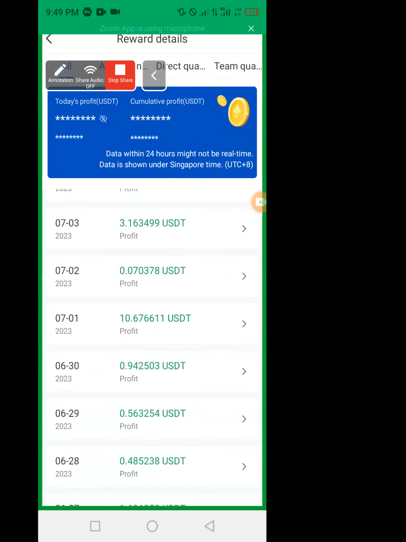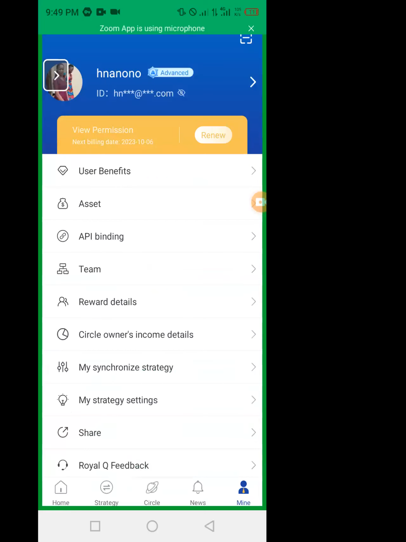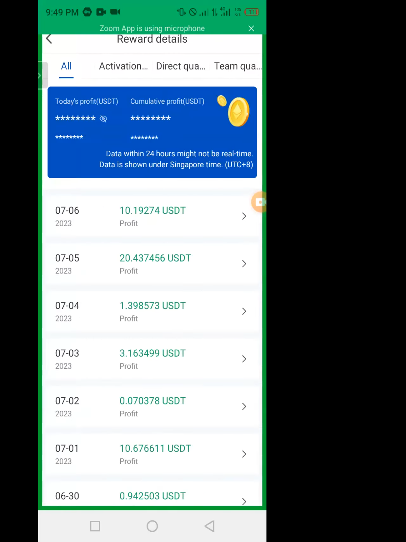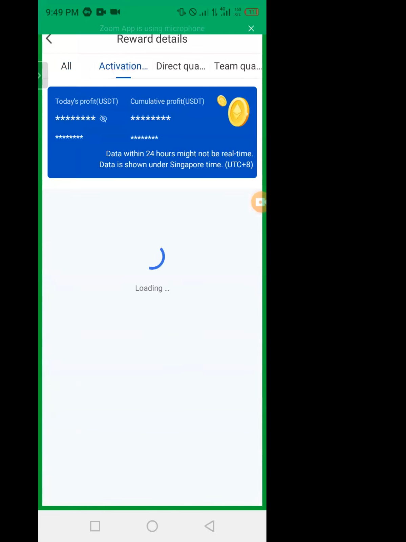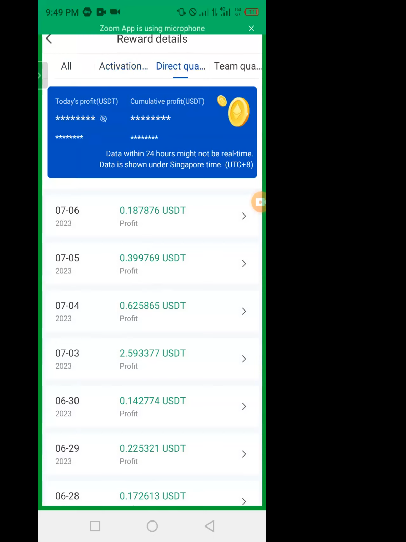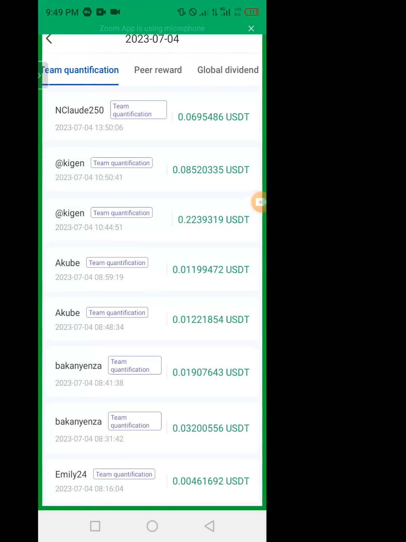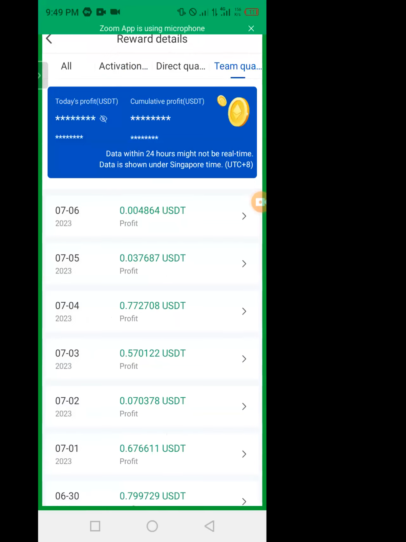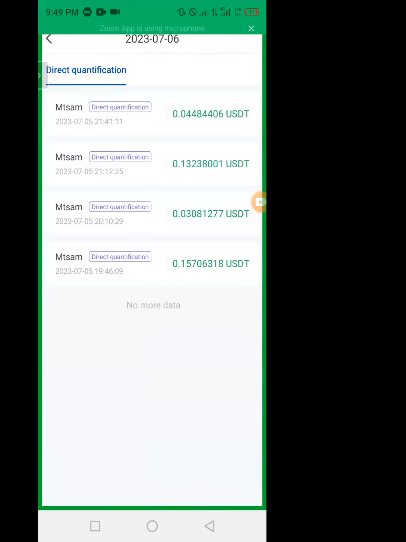Okay, I can continue. On the reward details, it gives you all the different earnings: the activation earnings, then the direct quantification from the people that you have brought, then the team quantification, and all you have earned from the people. When you click on the team quantifications, and then click on one of them, it will give you who has made money. You can check from your people if they change their nickname. You can be knowing this one is empty Sam. He has made some money.